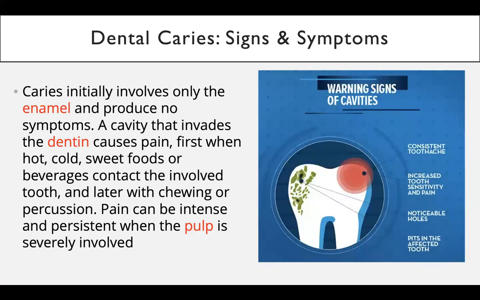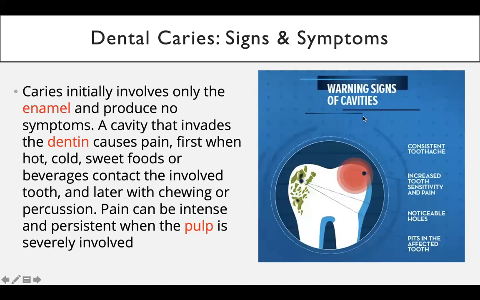And then we went for signs and symptoms, which were according to the enamel and dentin. Enamel usually does not produce symptoms, but dentin causes some pain, firstly by sensitivity to sweet foods or beverages, contact with food, and later with chewing and percussion. Pain can be intense and persistent when the pulp is severely involved.